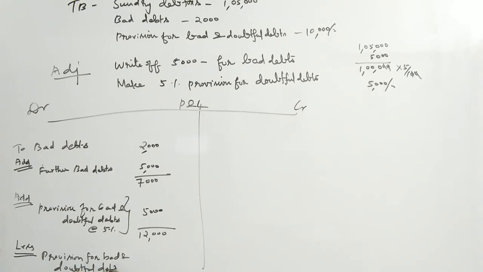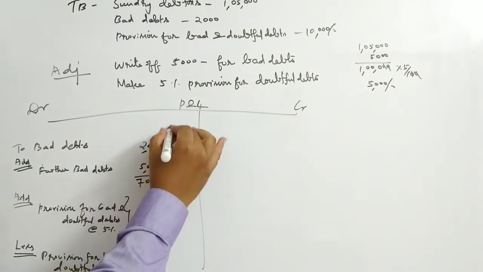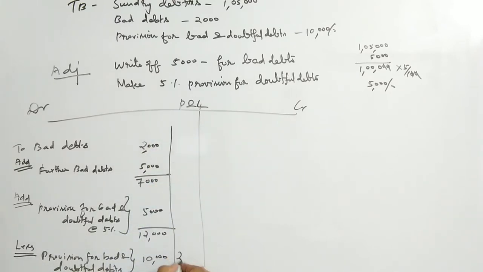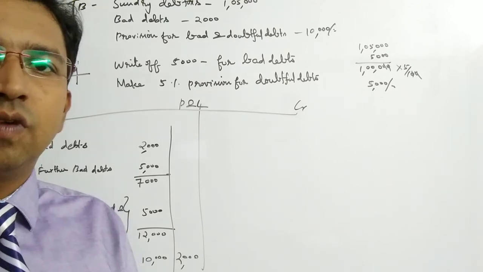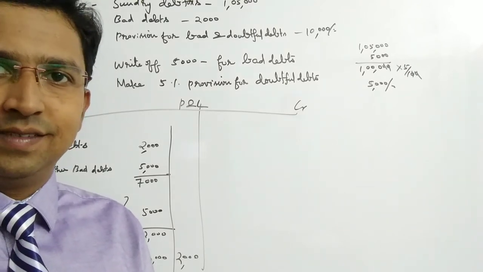Doubtful debts. Provision for bad and doubtful debts. Okay, how much? 10,000. So by subtracting, just put the remaining balance at the outer column. Okay, so 12,000 minus 10,000 is 2,000. So this is the treatment at P&L.